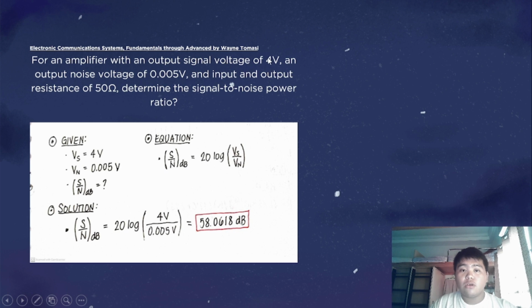So since we are using voltages as our ratio to the signal to noise power, then the multiplier in terms of decibel will be 20. So the solution to this is 20 times log of 4 volts over 0.005 volts, and we get in terms of decibel 58.0618 decibel.